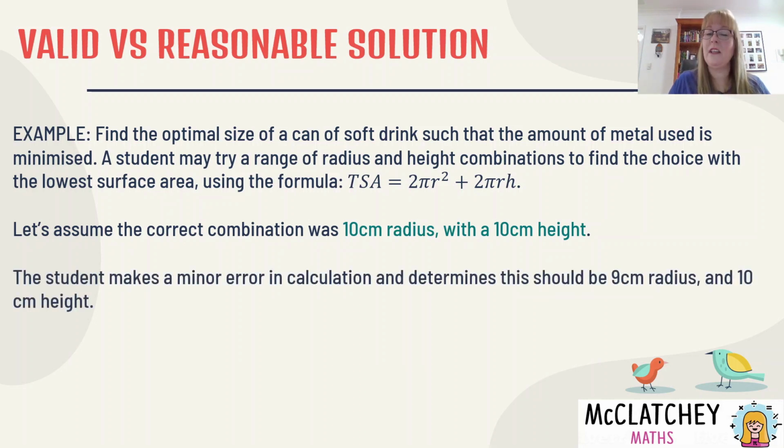However, one of our students has made a mistake in their working and they found a 9 centimetre radius and a 10 centimetre height. Well, in real life, it's not going to make a massive amount of difference. However, it's important to note that it's not completely accurate. So that could actually make a business, if a business was to rely on that information, a great loss of money.